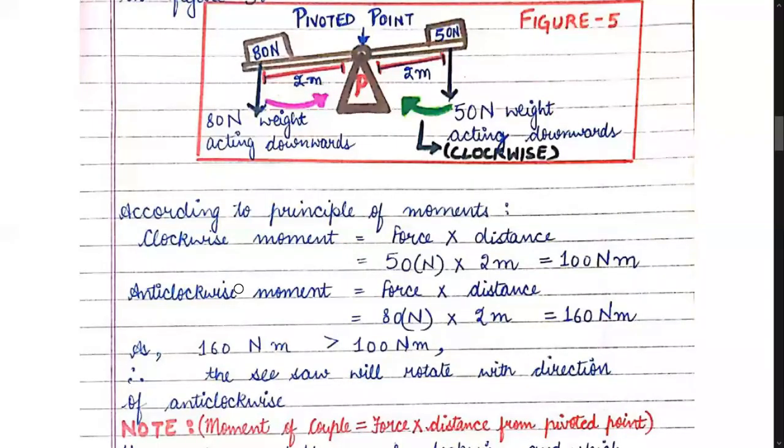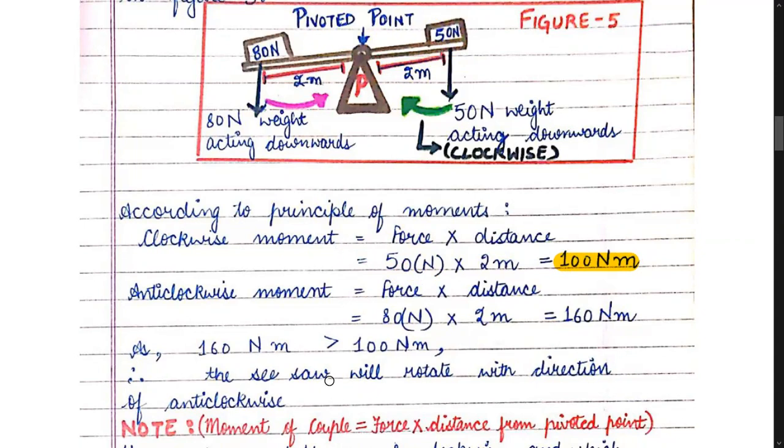Children, remember that moment is equal to force multiplied by the distance between the force acting and the pivoted point. So what is the distance between force and pivoted point? The clockwise moment was given by 50 newton. So 50 newton is the force and the distance between the pivoted point and 50 newton is 2 meter. So 50 into 2, 100 newton meter. So the clockwise torque produced is 100 newton meter.